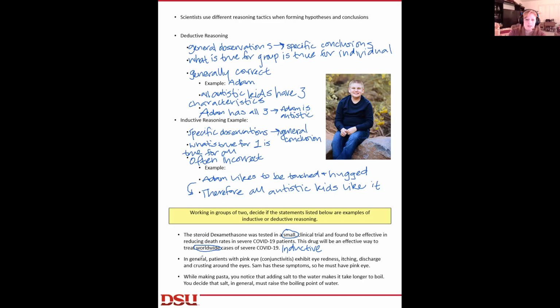All right, let's look at some of our clue words here. First off, we have in general. Okay, generalization, not something super specific. In general, we have all of these things. Sam, which is an individual, Sam has these things. Therefore, Sam must have pink eye. Okay, since we're going from big to small, from a group to an individual, we are looking at deductive reasoning.